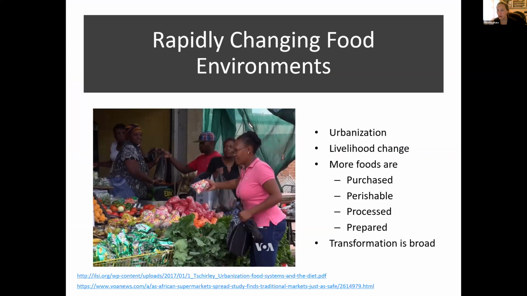Globally, livelihoods and food environments have been changing rapidly, as some of our participants were just talking about. We know with urbanization accelerating over the last 20 years, that's corresponded with changes in livelihood that have major implications for food choice. Specifically, food is becoming more purchased, more perishable, more processed and prepared, and this transformation is not just happening in urban middle-class settings, but it's broad, in rural and urban areas across Africa and Asia, and across the income distribution.